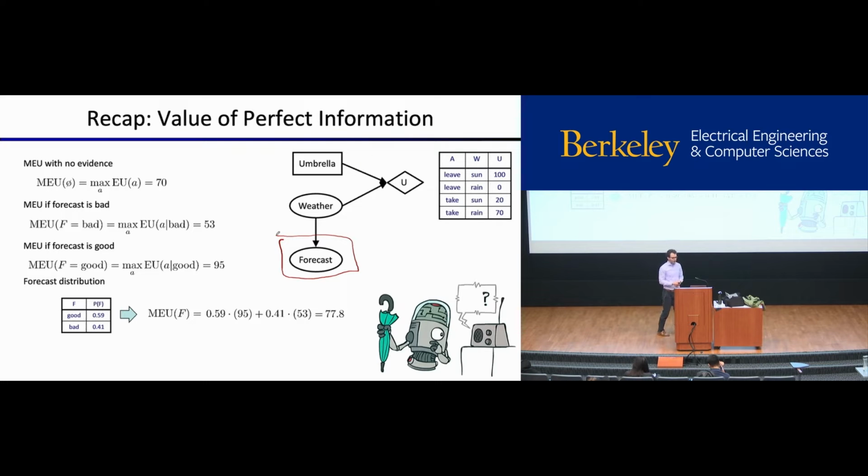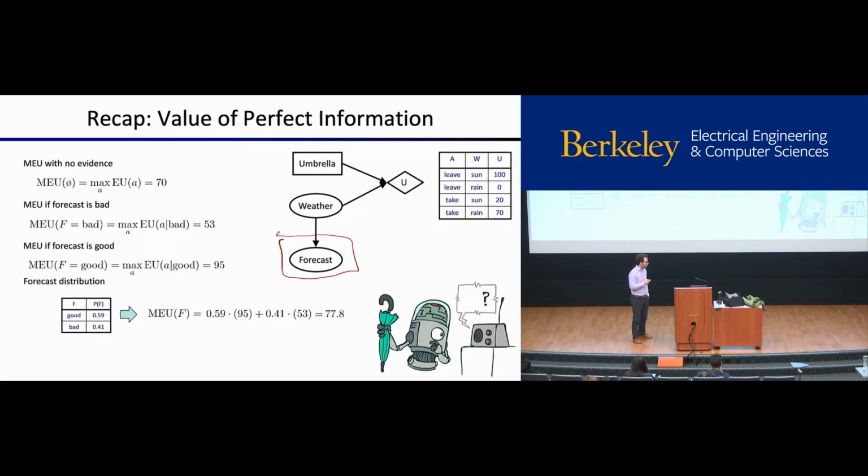So if I want to know the value of seeing the forecast, I'm getting this maximum expected utility over the expectation of these two different outcomes. What's the chance that I get a good forecast when I open the box? Well, we look at our BayesNet, we see the probability of good forecast, and we multiply by the maximum expected utility. And then we do the same thing for the bad forecast. So this is the maximum expected utility under the forecast distribution, and we see that it's 77.8.